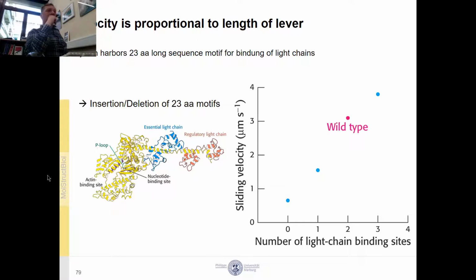One thing of interest when you have a motor, a molecular machine: what about this kind of transmission? Interestingly, you have an influence of velocity on the length of the lever. That means it changes with this arm, whether it's this way, that way, or that way. That is a very nice demonstration: the number of light chain binding sites and the sliding velocity. These are the chains here, and you can fuse them, and that varies the sliding velocity.